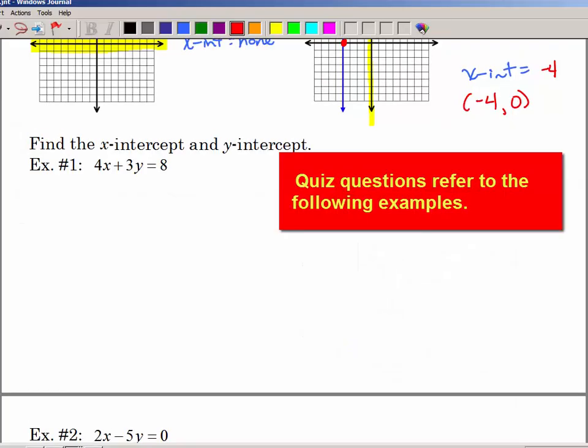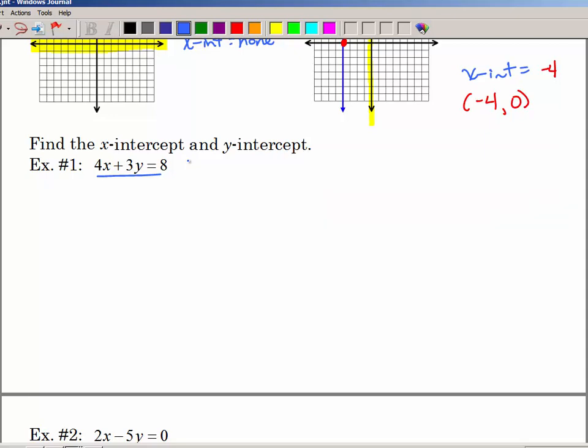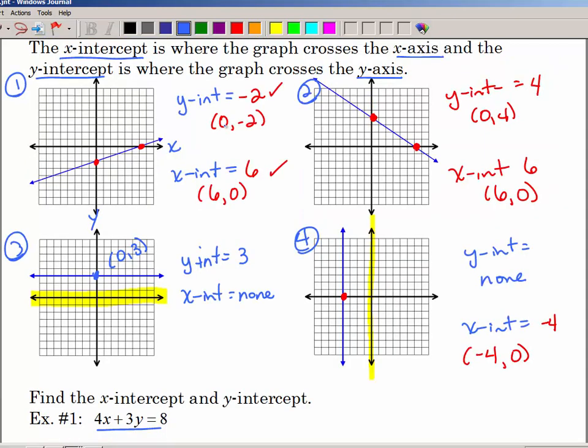Your homework is going to be problems like this. They're going to give you a linear equation and they're going to ask you to find the x and y intercept. Well, if you noticed in those other examples, the y-intercept had an x-coordinate of 0 and the x-intercept had a y-coordinate of 0. Every time that is true. So that is how we're going to find the x and y intercepts.